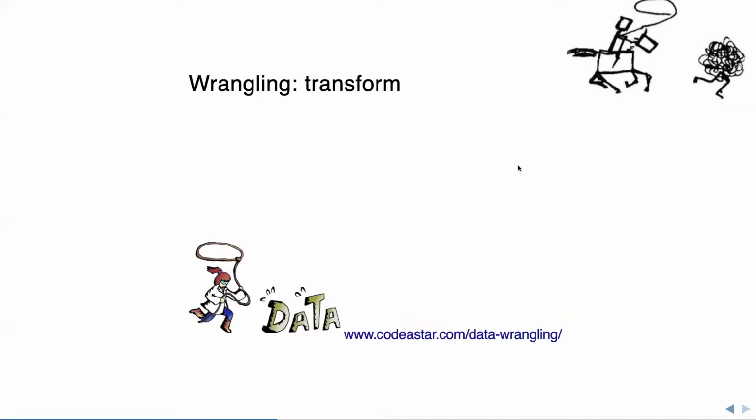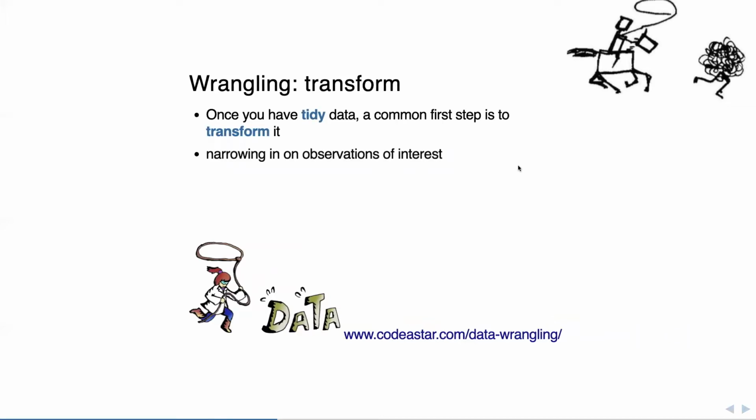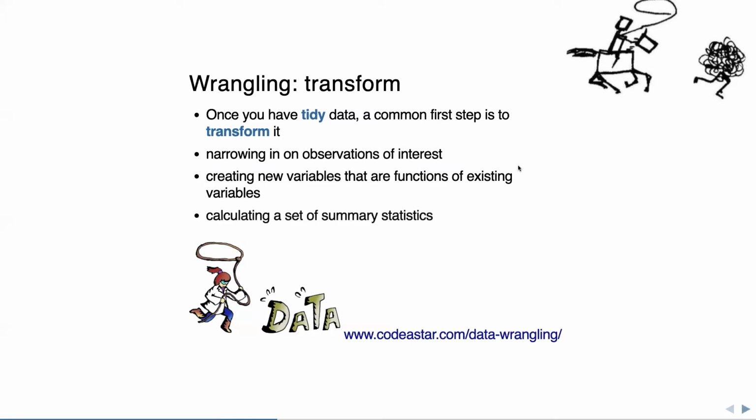We're going to learn how to transform things, and that is really the first step when you have tidy data, and it's a way for narrowing in on observations. What we're going to do is create new variables that are functions of existing variables. We're going to learn how to do all these things now.